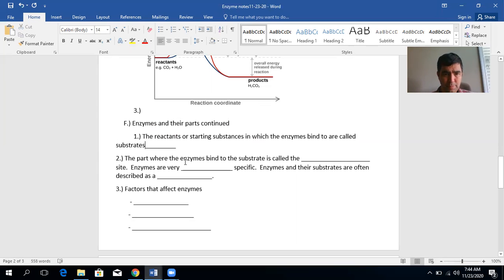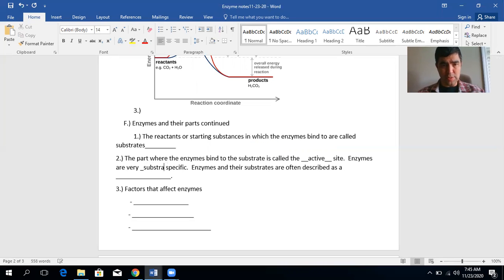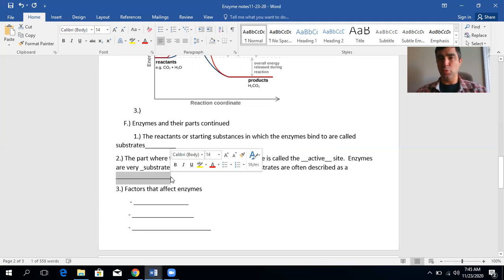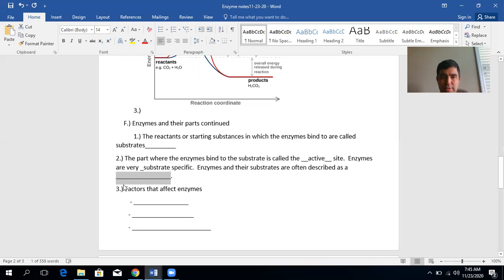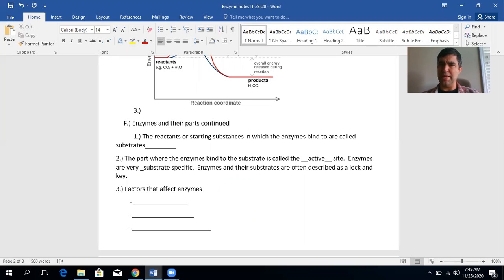The part of the enzyme where it binds to the substrate is called the active site. And enzymes are very substrate specific. That means they are picky. They will only work with a specific substance. They're often described as a lock and key. Not every key works for every lock; typically only one type of key will work for each lock, so they're very specific. If you don't have the right key, it's not going to open that lock. Enzymes and substrates are often described as lock and key. That means the things they work with are very, very specific.